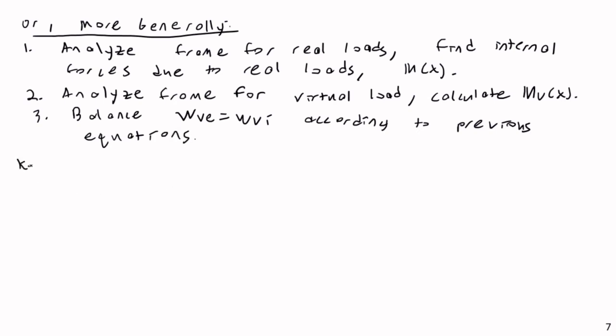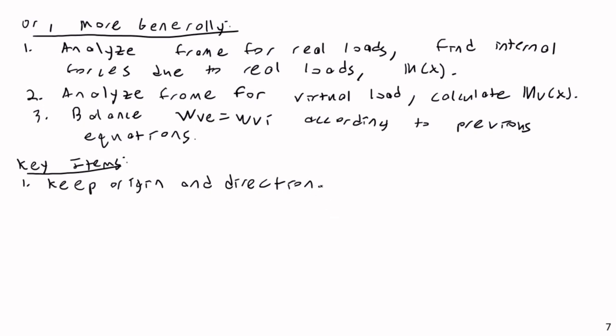And some final notes on key items, just common pitfalls again. 1, as mentioned, keep origin constant and direction of integration constant, at least across individual members. The direction won't have to be lined up between members, but within, say, column AB, it must be the same whether you're doing it virtual or real. Keep origin and direction of positive axis constant.